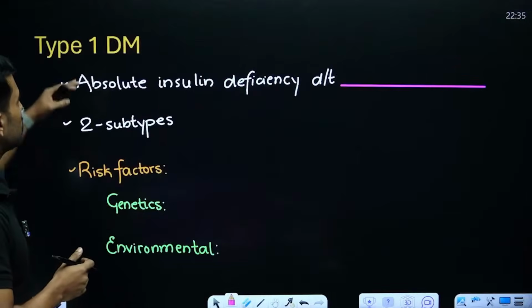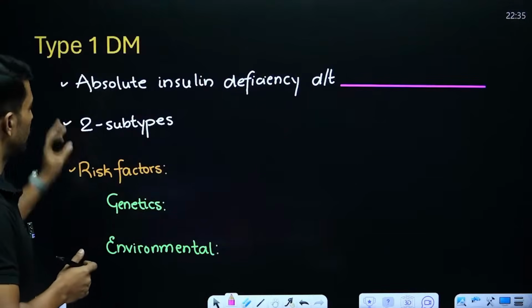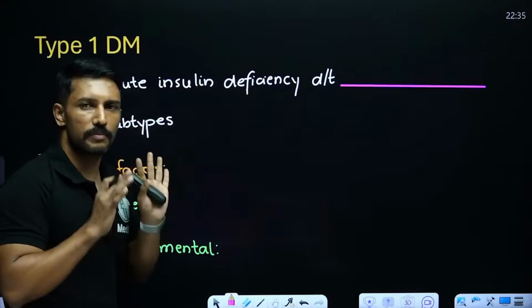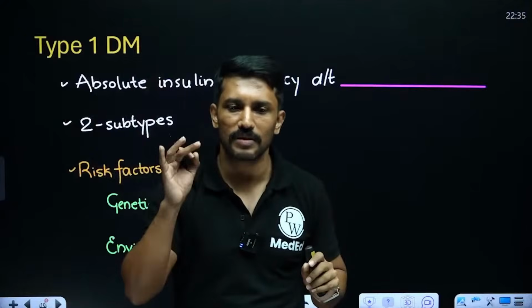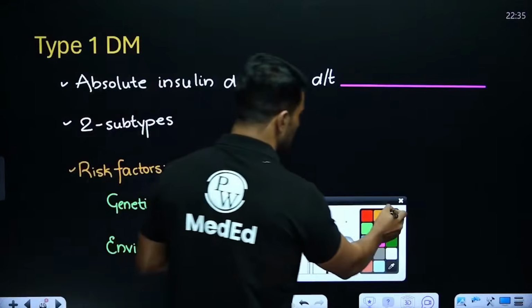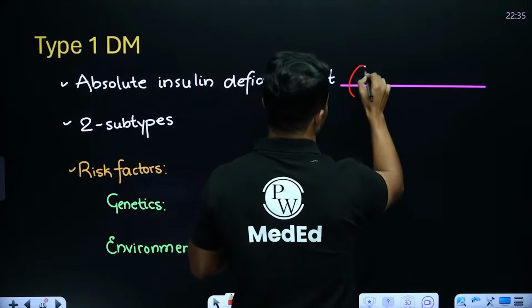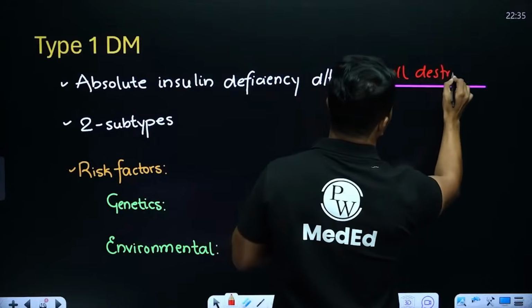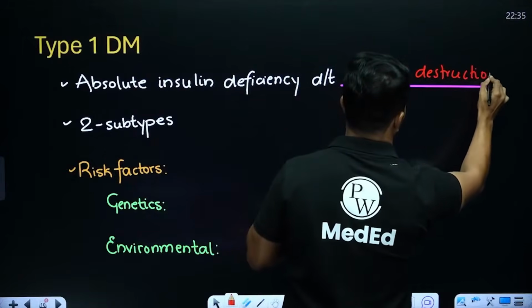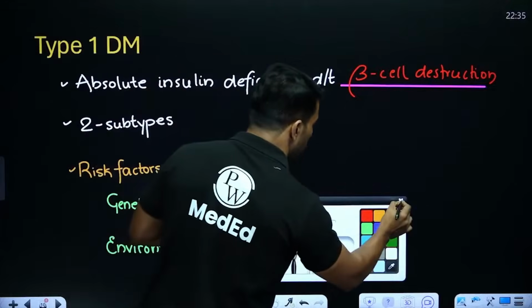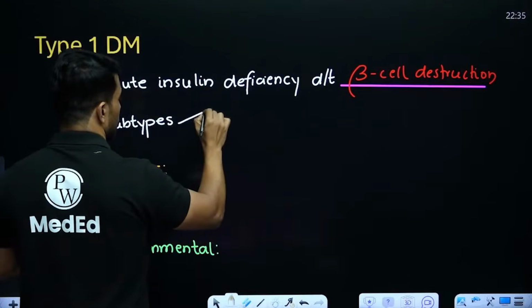Okay. So first we'll start with type 1 diabetes mellitus. In type 1 diabetes mellitus, there is absolute insulin deficiency. It means beta cells are not able to produce a sufficient amount of insulin. But what is the reason for this? The reason for this is beta cell destruction. Now why are the beta cells getting destroyed? Beta cells can be destroyed mostly because of an autoimmune process.